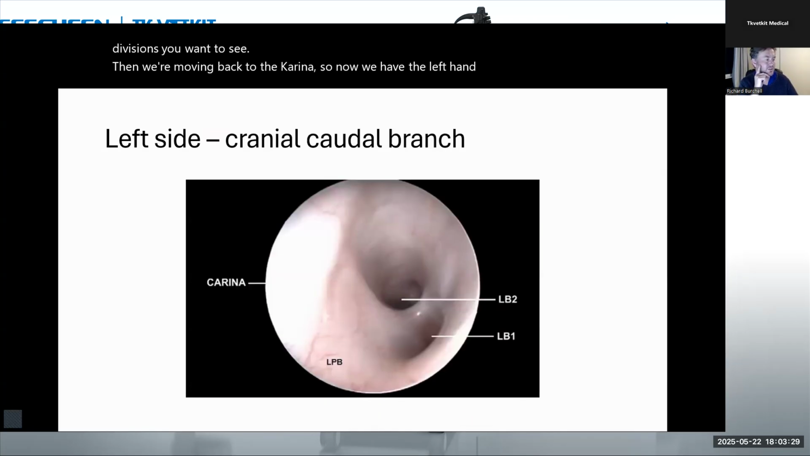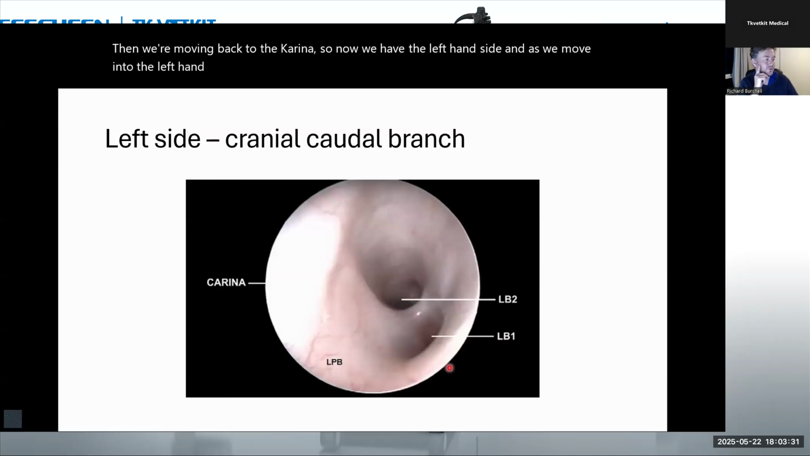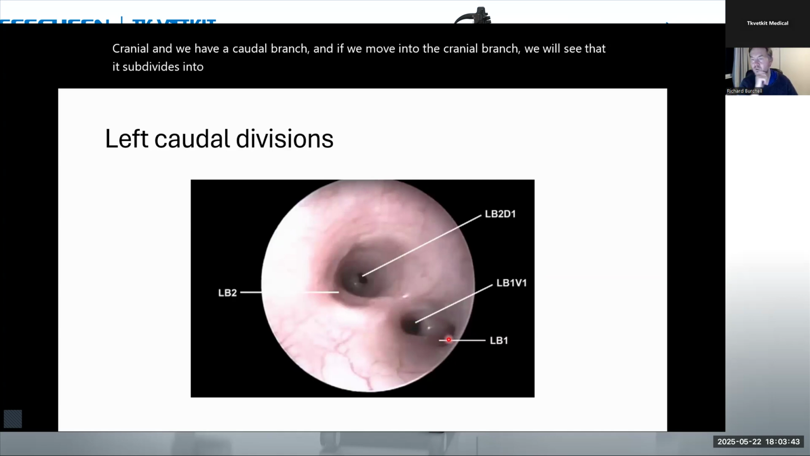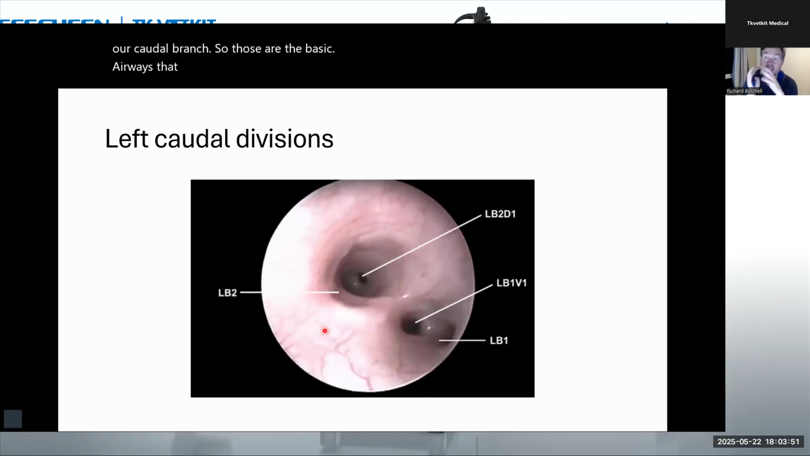And as we move into the left-hand side, we have got a cranial and we have a caudal branch. And if we move into the cranial branch, we will see that it subdivides into 2 further branches, a cranial and a caudal branch. And then there we have our caudal branch. So those are the basic airways that I'd like to try and identify when I'm doing bronchoscopy, because then I feel like I've seen at least each division of the lung.